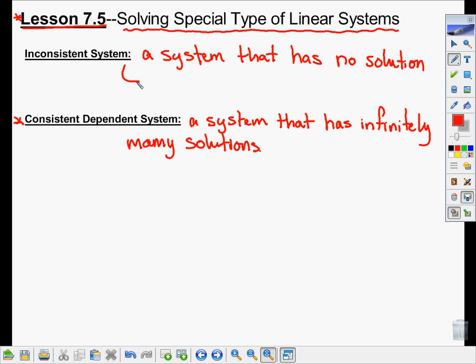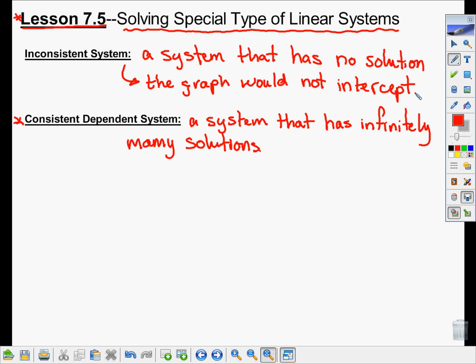It's a system without any solution, but it's also where the graphs would not intercept each other or intersect.